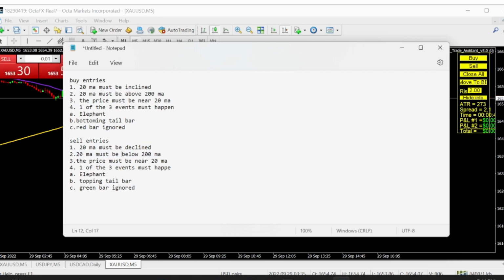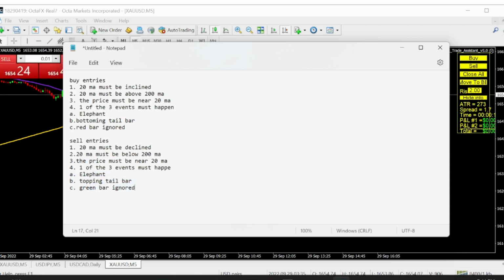Rule number 3, the price must be near the moving average. We don't take trades away from the moving average. We make trades only if the price is traveling near the moving average. It doesn't matter up or down, but it must be near. And the trigger candle must be an elephant candle or a topping tail bar, or a green bar ignored.